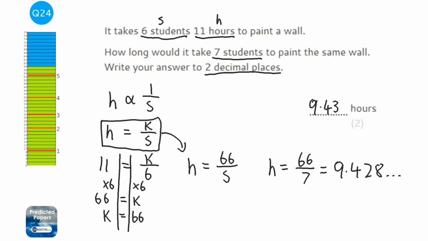So if you don't know or you forget how to do inverse proportion, just times these two numbers together and then divide that answer by this number here.